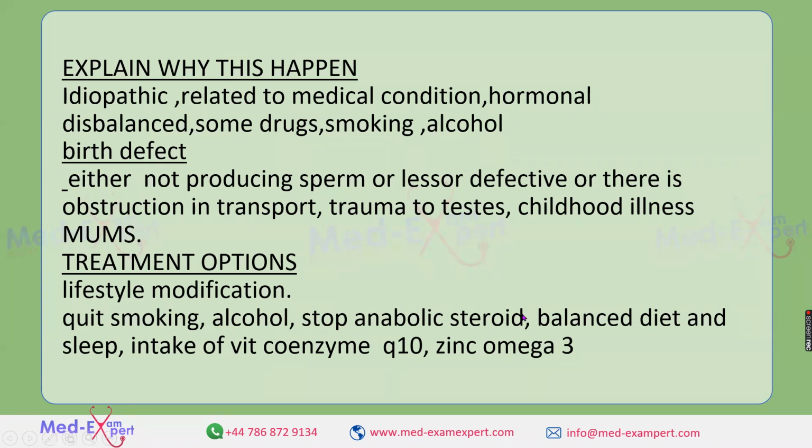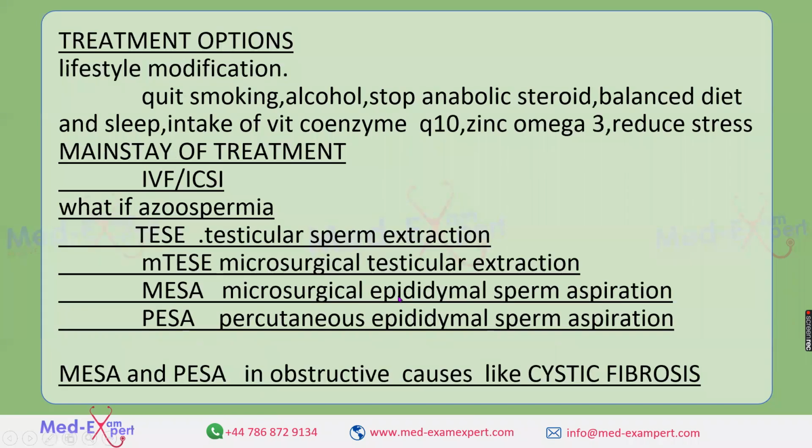If he admits that he is using some steroid, then you mention this in lifestyle modification. Balanced diet and sleep, intake of vitamins, coenzyme Q10, zinc. All these will apply in lifestyle. Better to mention lifestyle modification first. Then there are some good treatment options. This is general. Then we can have a baby by test tube baby. We call it IVF or ICSI. This is for oligospermia, when the count is low. When azoospermia, when there is no sperm. This is general, general treatment options.